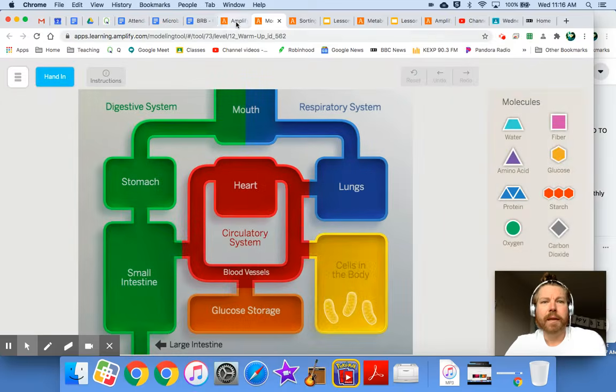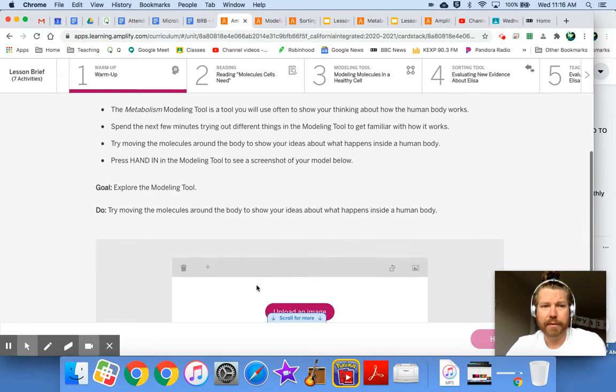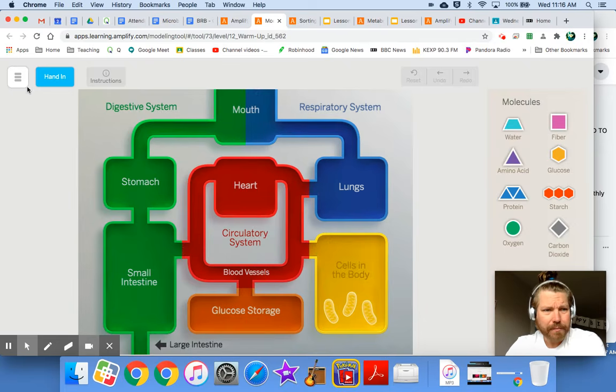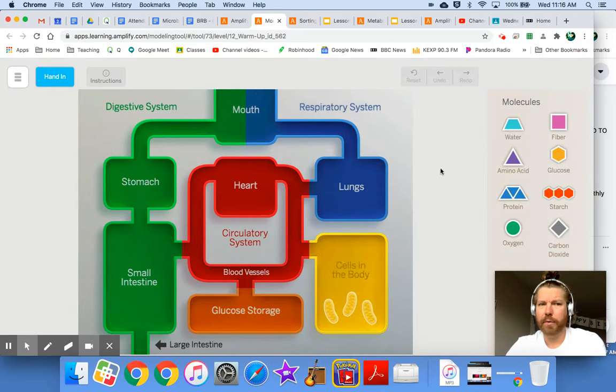Reset, there you go. What are you supposed to do here, though? Spend the next few minutes trying out different things. Try to get familiar with the modeling tool, move the molecules around, and then press hand in on the modeling tool, and you should see a screenshot of it here below. There's a menu over here. Don't mess around with this yet. We will use this in future lessons. For now, just go ahead and move around the molecules and see what you can do with that, okay? Do that, press hand in, and then come back to me.